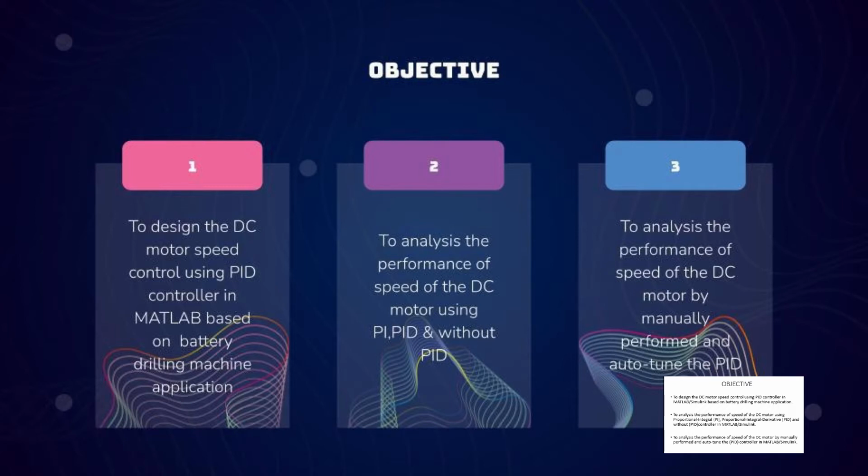PID controller in MATLAB Simulink based on the battery drilling machine application, and also to analyze the performance of speed of the DC motor using proportional integral PI, proportional integral derivative PID, and without PID controller in MATLAB Simulink, and also analyze the performance of speed of the DC motor by manually tuned and auto-tuned PID controller in MATLAB Simulink. Then I will pass the next presentation to my team member.